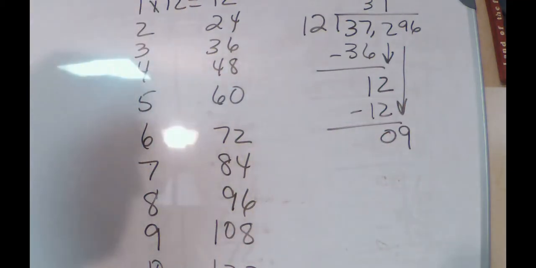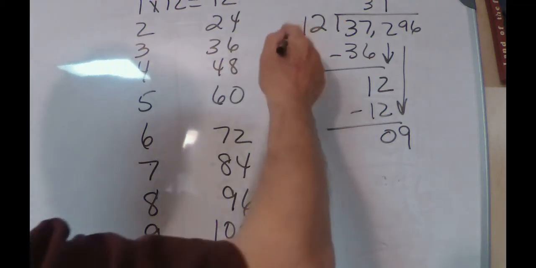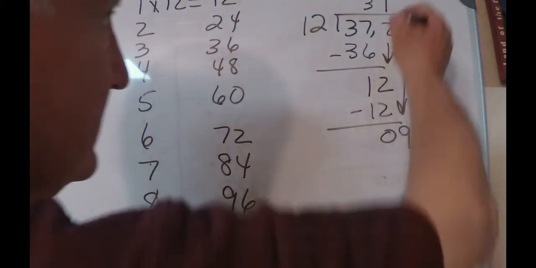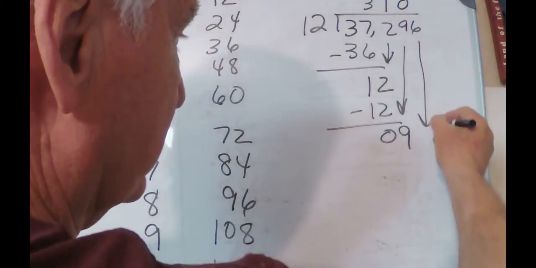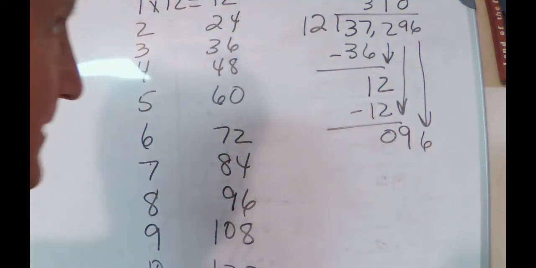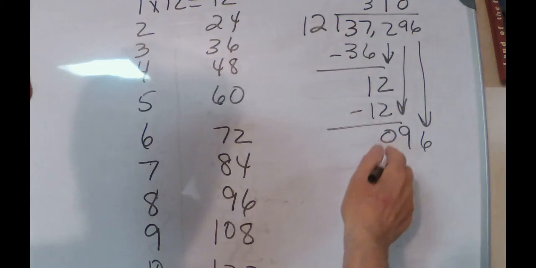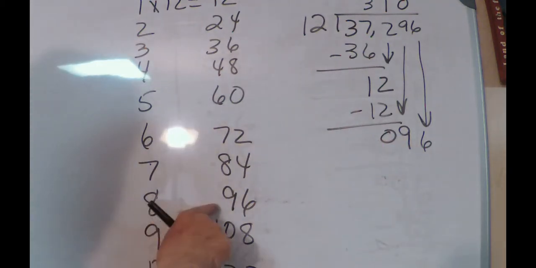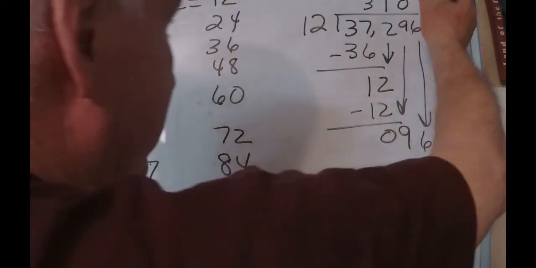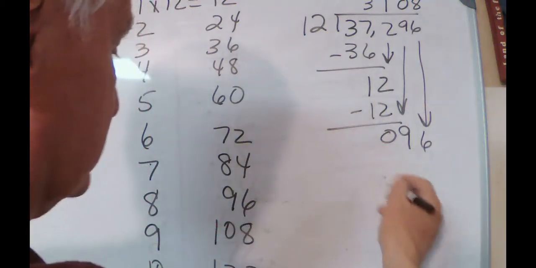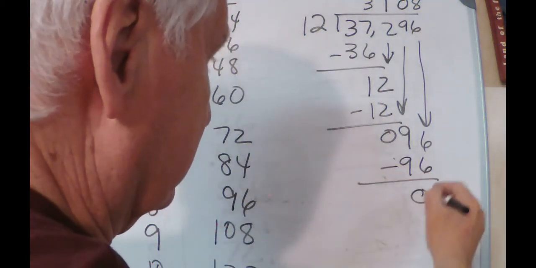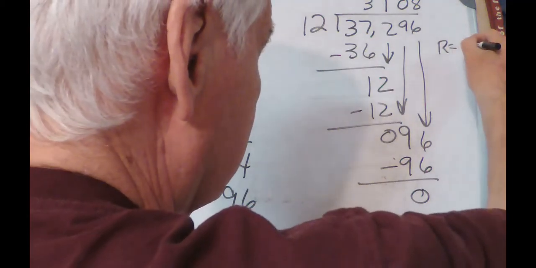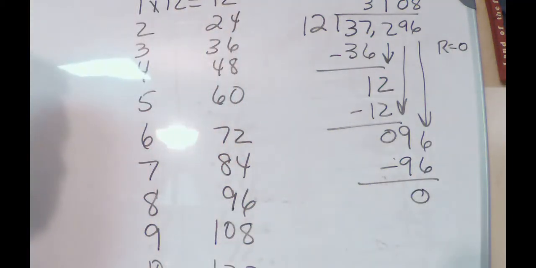And here's where the kids may have to be a little bit careful. 12 cannot go into 9. So I'm going to put a 0 up there above my 9. And I bring down my 6. Then I have to ask myself, what times 12 will give me 96? And if I go back to my chart, that would be 8. And that's going to give me 96. And that's going to give me a remainder of 0 on that one.